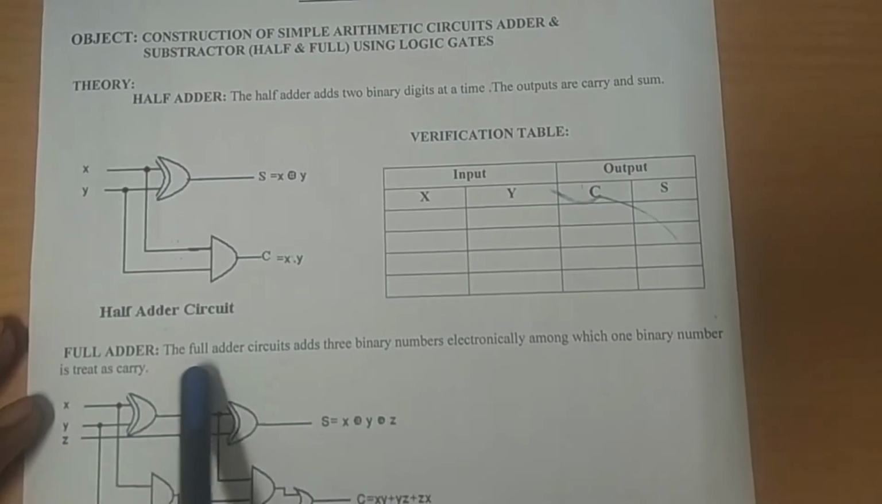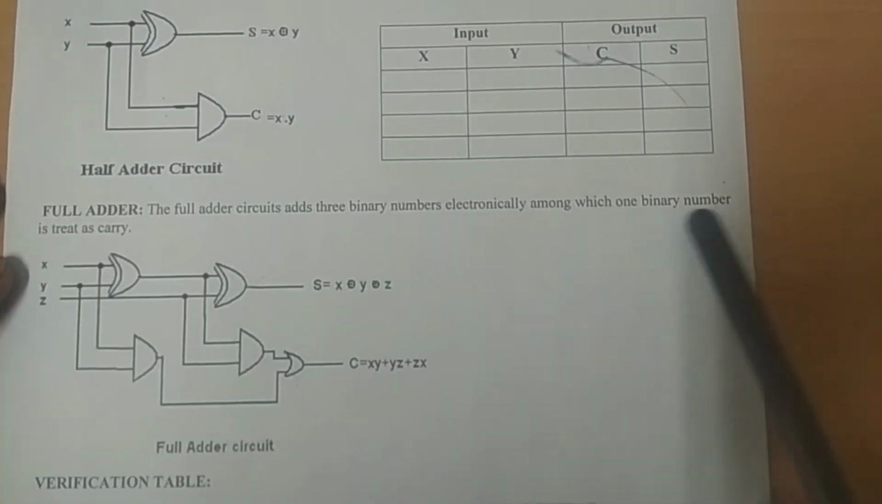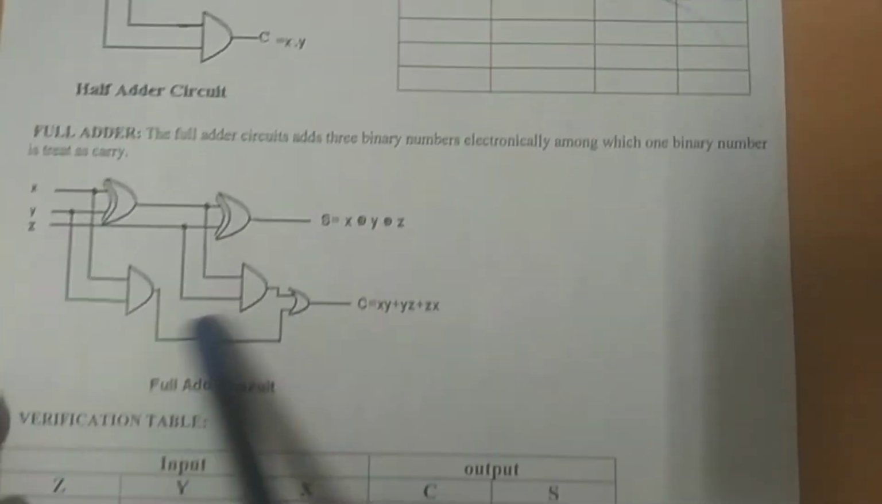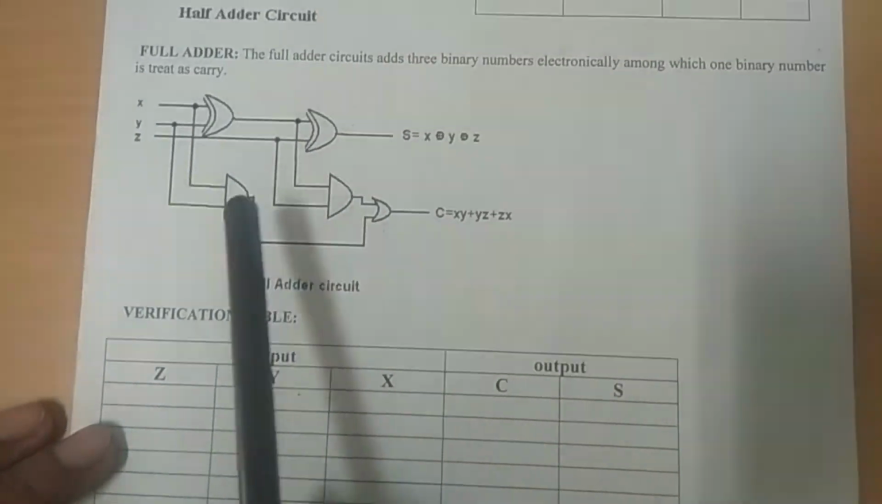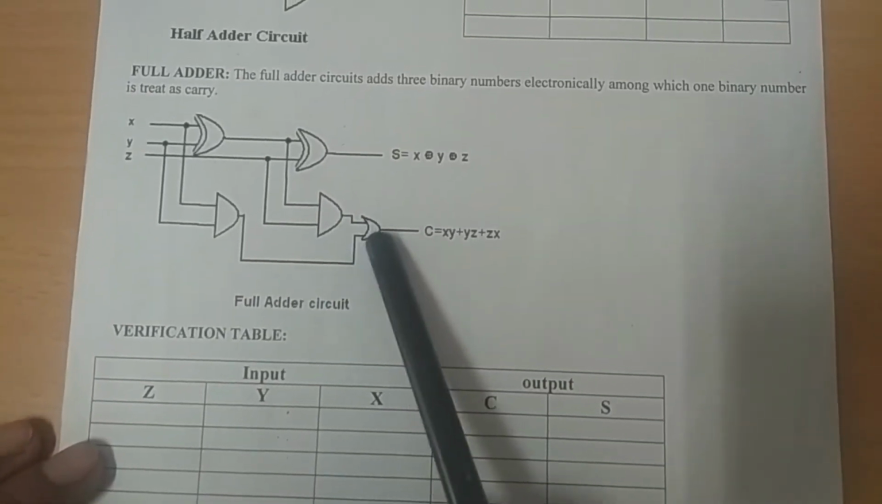And this is the full adder. The full adder circuit adds three binary numbers electronically, among which one binary number is treated as carry. This is the combination of the full adder circuit. Here we have used two XOR gates, two AND gates and one OR gate.